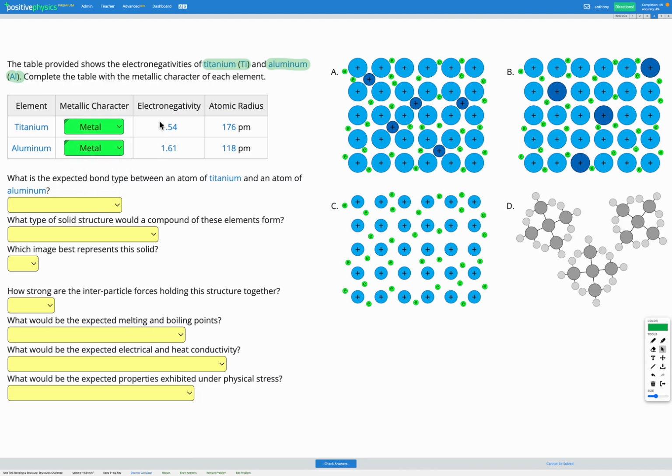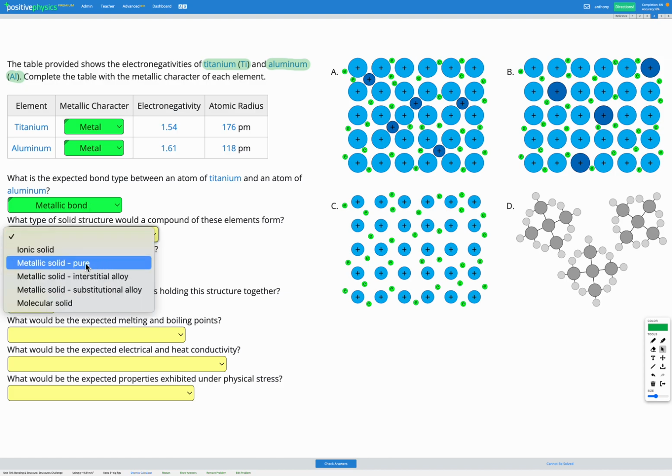Okay. And you'll notice both of them have similar electronegativities that are fairly low. So both of them have a similar attraction to electrons. So what's expected in a bond between titanium and aluminium? Well, since we have two metals, they're going to form a metallic bond. And the type of solid structure formed will be a metallic solid.